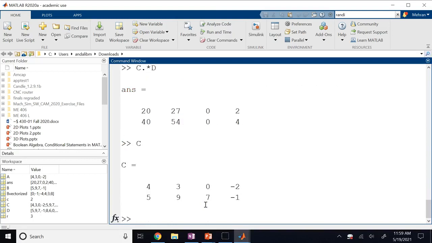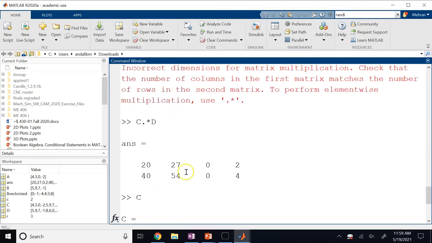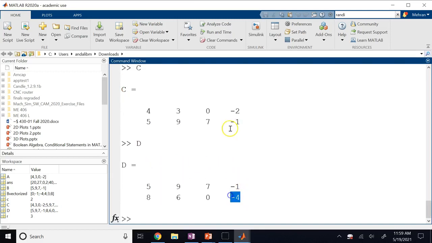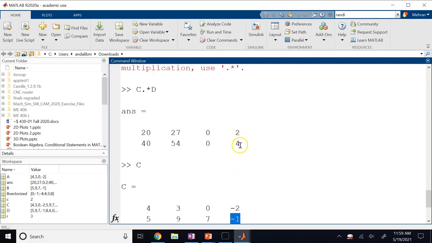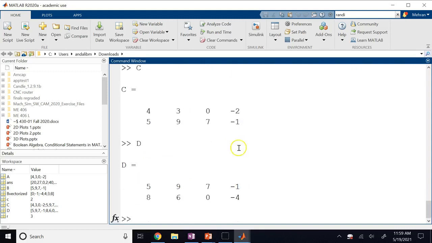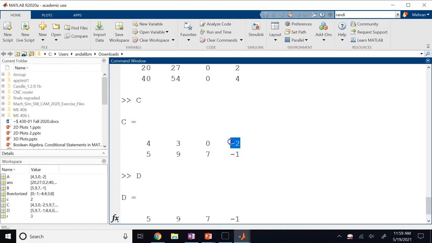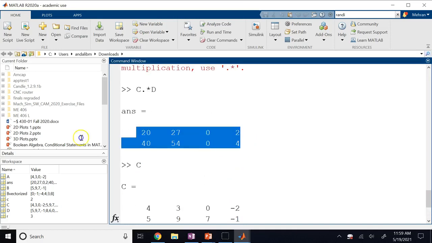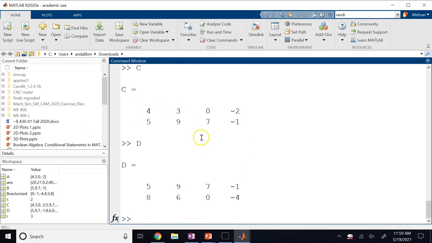So look, this is C, this is D. What did it do? It multiplied 4 by 5, it got you a 20. It multiplied 9 by 3, got you what? 27. Multiplied negative 4 by negative 1, got you positive 4. So it's called element by element. Each element is multiplied by the corresponding element in the other one and gives you the result. For this dot product to happen, you need to have both matrices the same size, just like addition and subtraction.